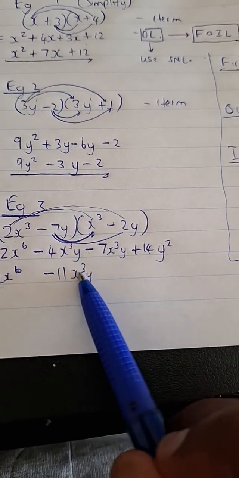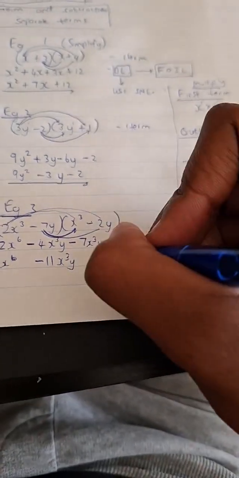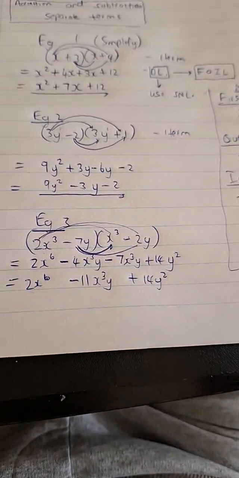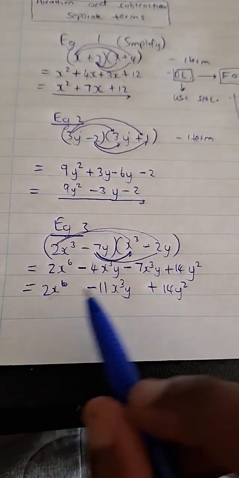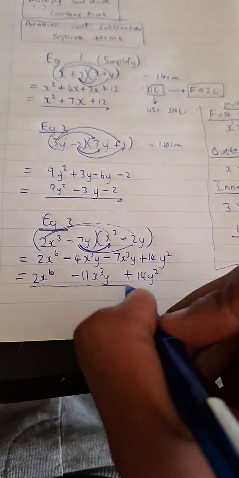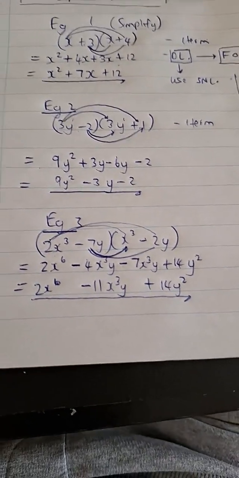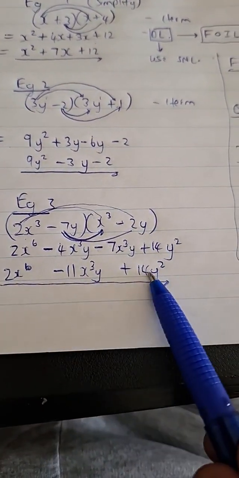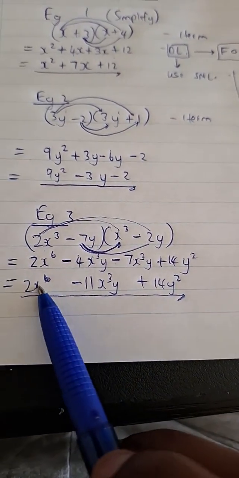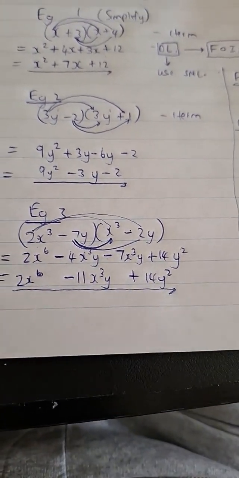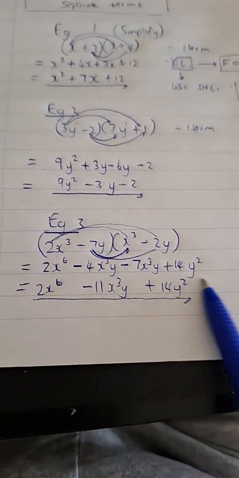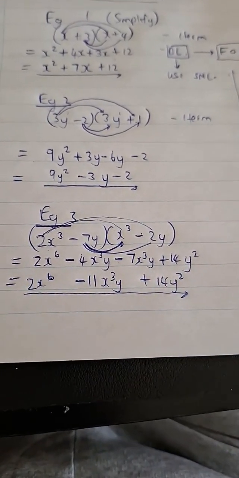X to the power 3y, same uniform, plus 14y squared. There's nothing else that can be added, guys. You cannot somehow add these just because there's an x here and an x there. No, we don't add. These are unlike terms. This we leave like this. All right?